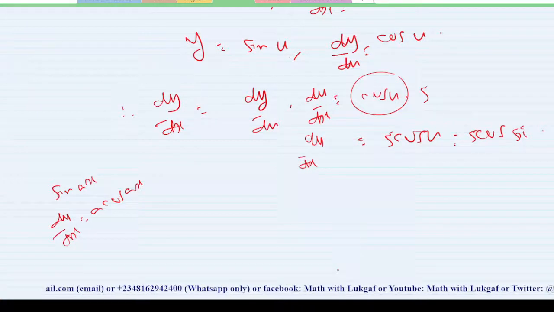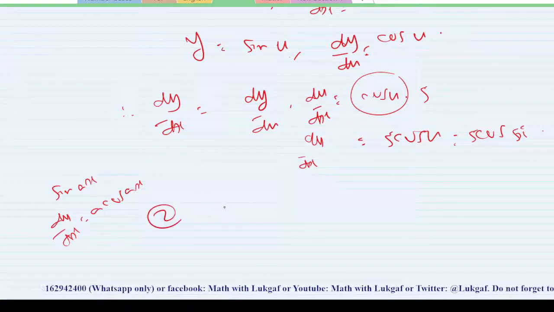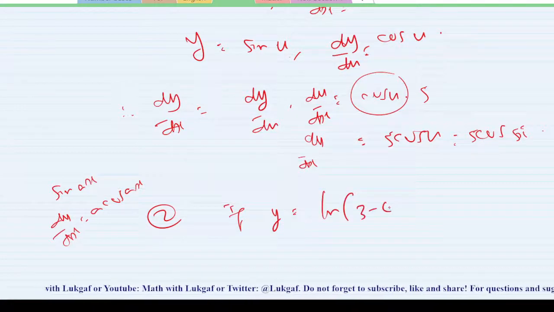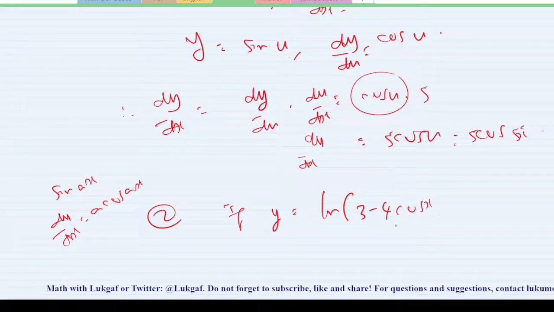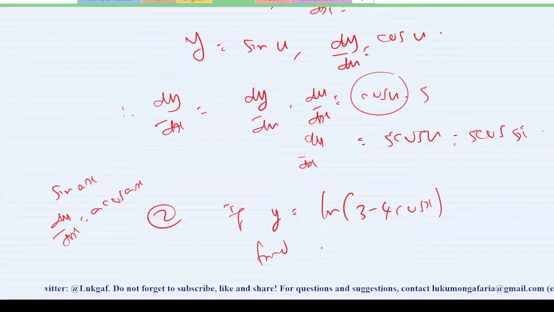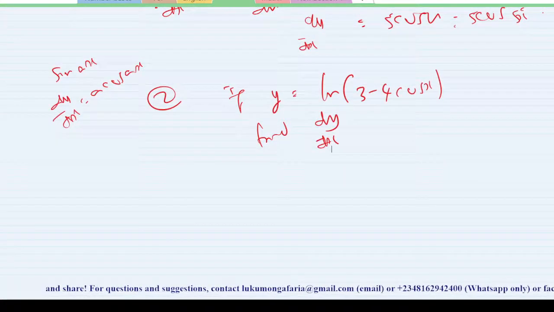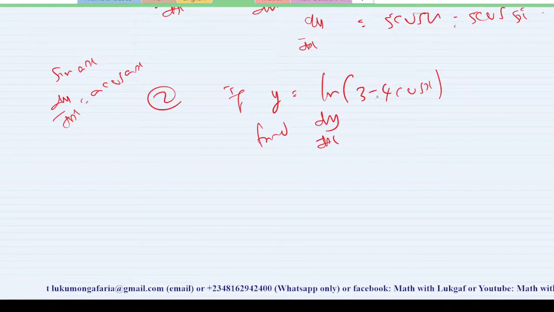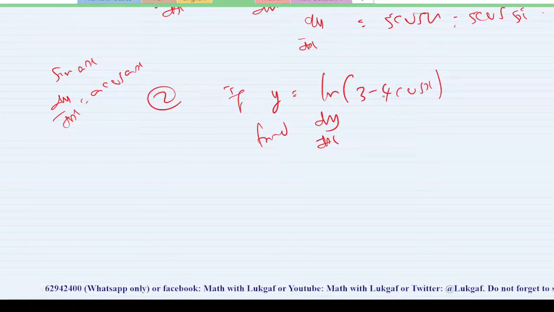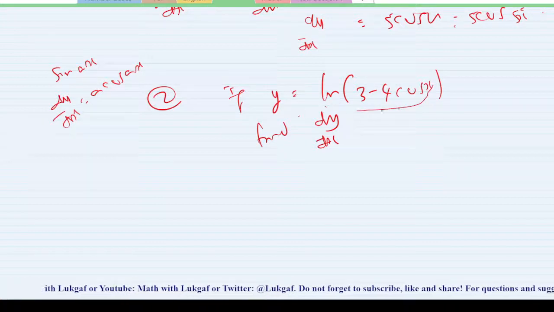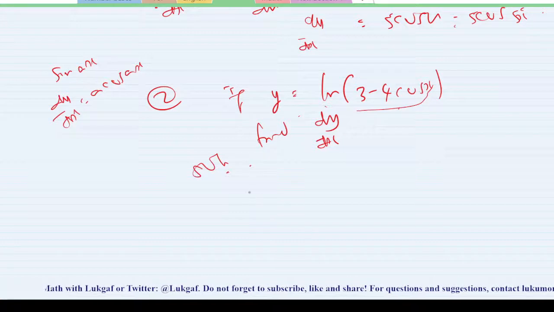Let me give you another example. Number 2. If y is equal to ln(3 minus 4 cos x), find dy/dx. Let me ask you, are you going to use the quotient rule? No. Are you going to use the product rule here? You can't use the product rule because you don't have different functions. You only have a single function, but a composite function, because it's a function of a function. Then how are you going to do it?